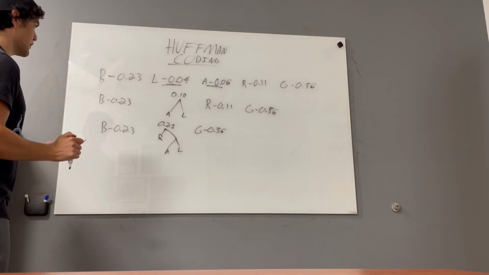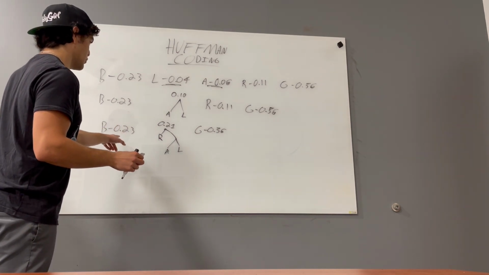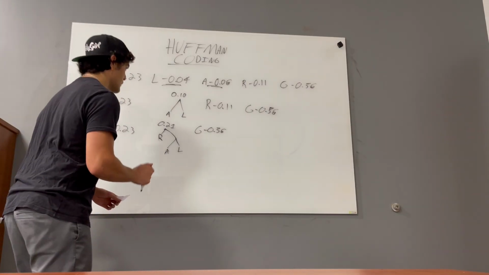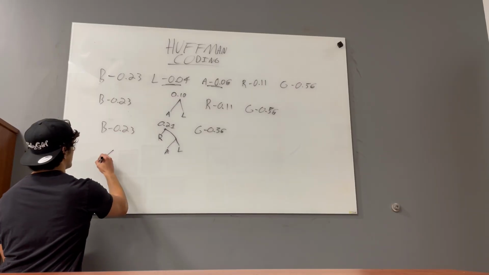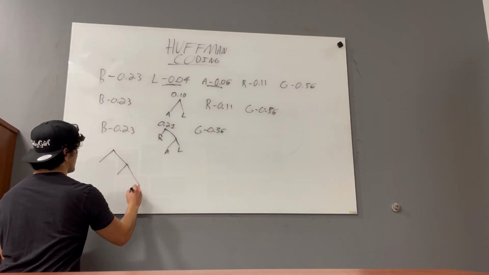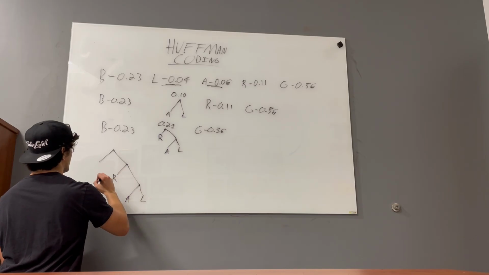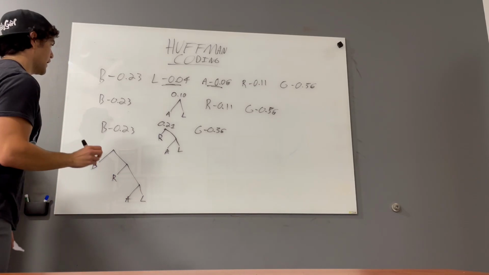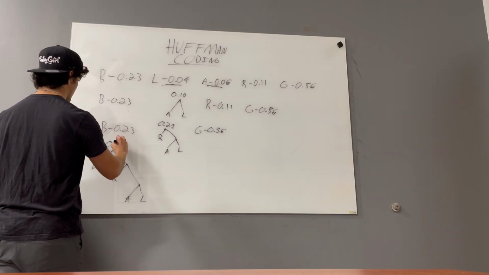Okay, now we're gonna combine these ones. Right, so 0.23 and 0.21, those are the two smallest. What do I wanna go for this? Yeah, I'll just keep going down. So, okay, A, L, R, B. Yeah, and so this is gonna have a total weight of 0.44.